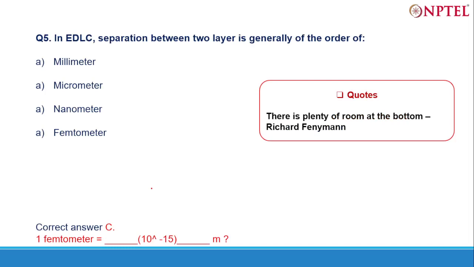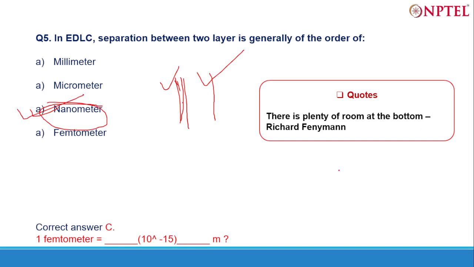Question 5 says: in EDLC, the separation between the two layers is generally of the order of what? In EDLC, you have two electrodes, that is two charge layers, located at a very small distance. You just have to know the distance. It's basically in nanometers. The charges are stored in very compact spaces, in nanometers. So the correct answer is nanometer.